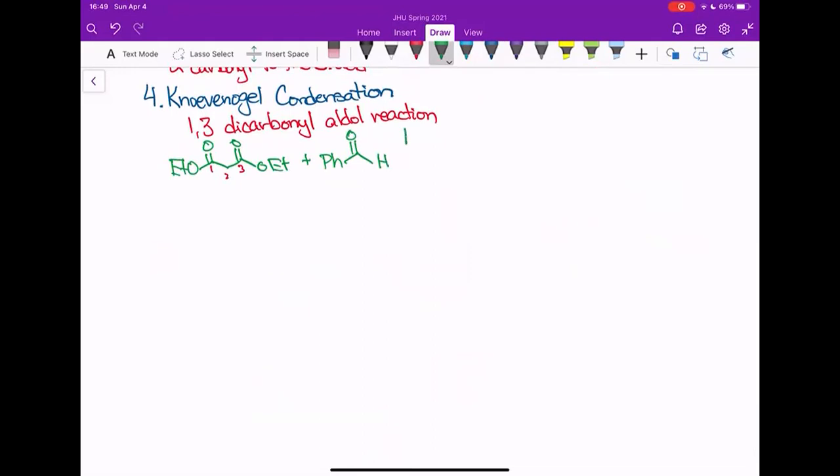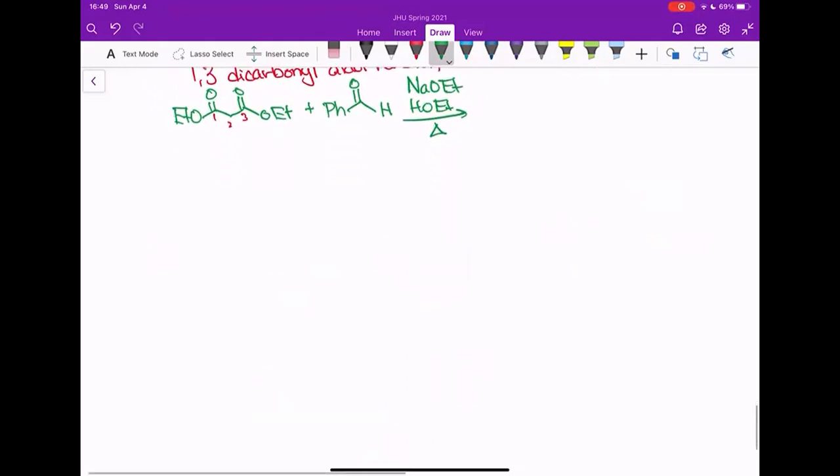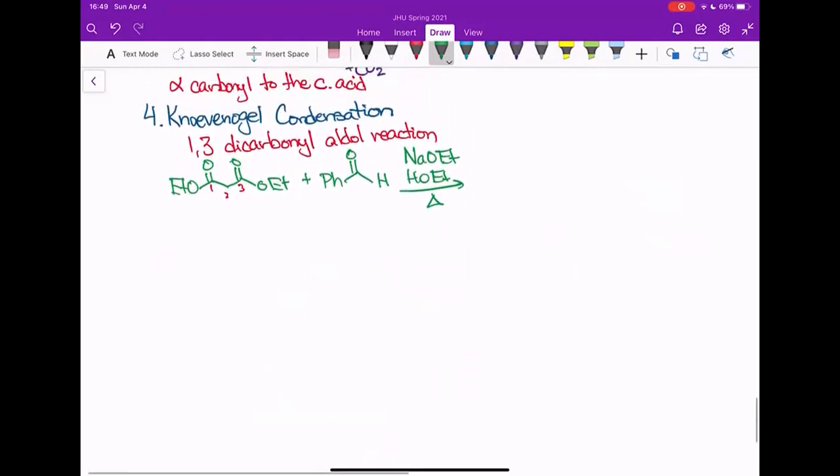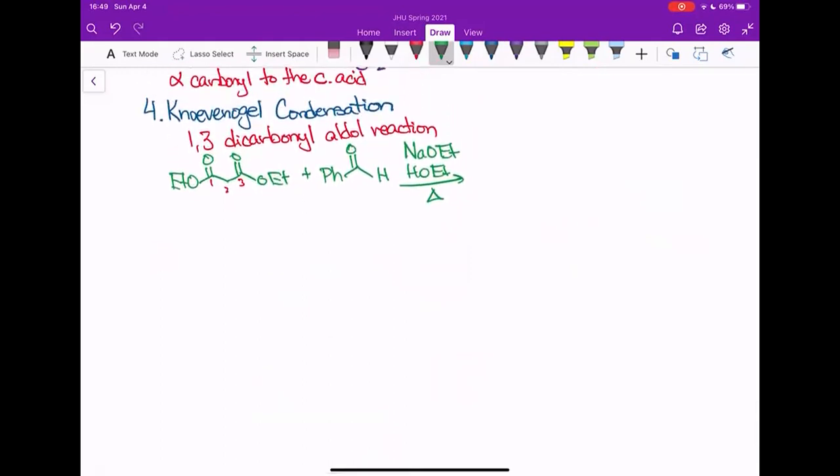In this case, I'm going to match my base again. And I'll be doing it under heat. Sorry, I didn't mean to scroll. So I will deprotonate and eliminate at the end. And I'll show you that mechanism. All right, so that's just a general reaction. And now we'll take a look at the mechanism.